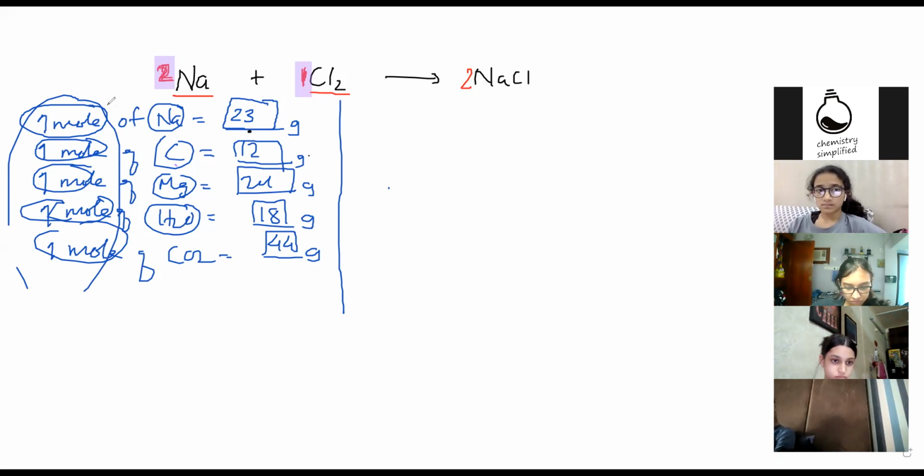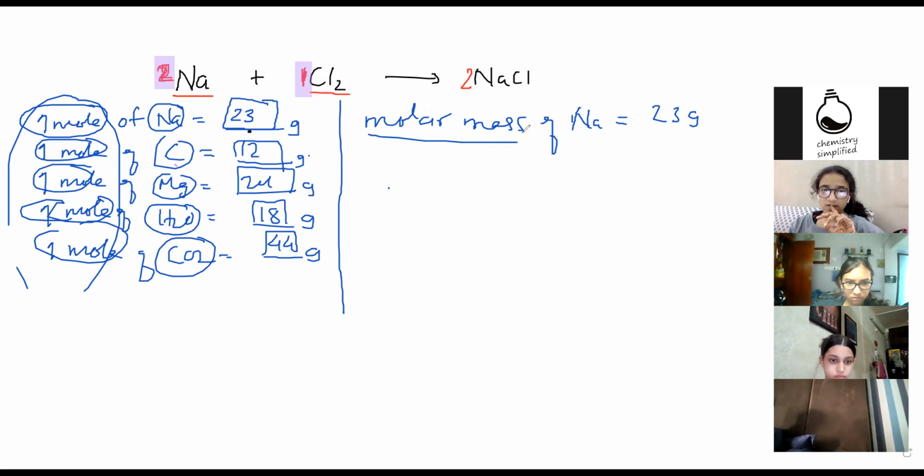So all these I will call molar masses of those substances. Okay, we will call these masses molar mass. So for example, I can say molar mass of sodium is 23 gram. This molar mass will tell you the mass of 1 mole, like what we did here. Okay, so similarly, molar mass of carbon is 12 gram.